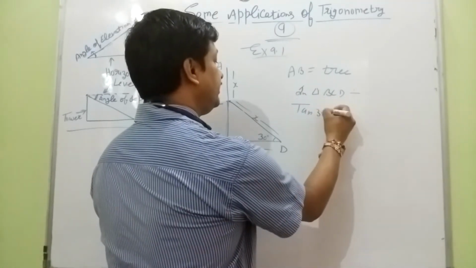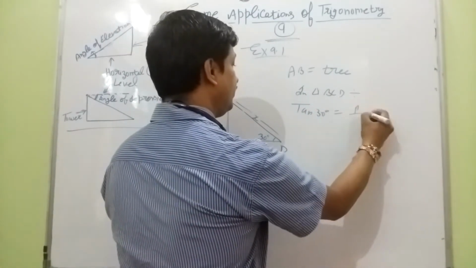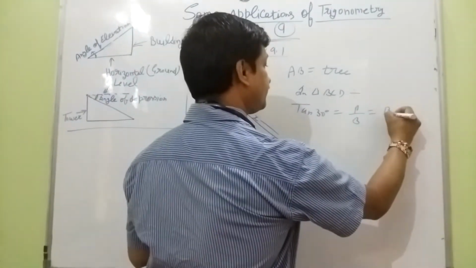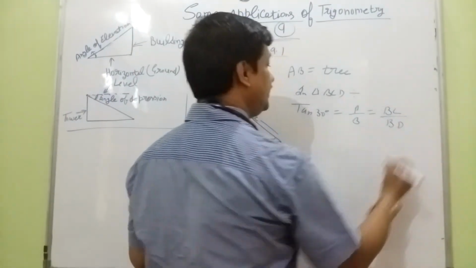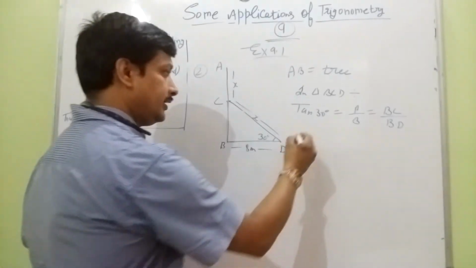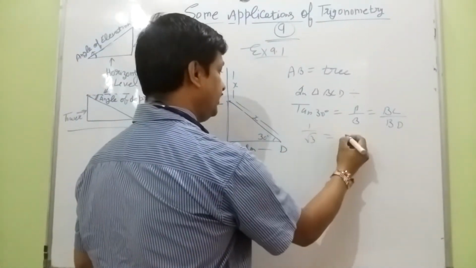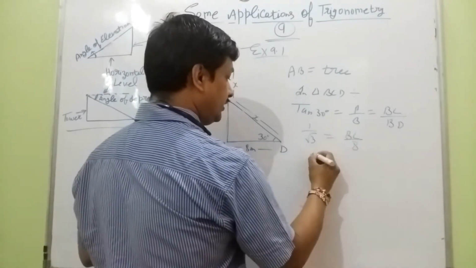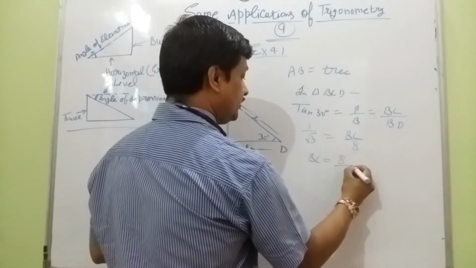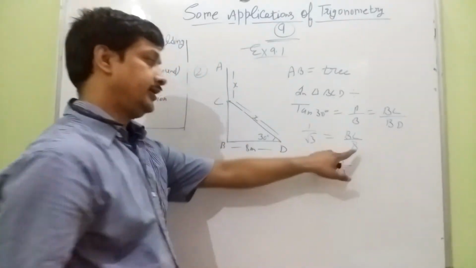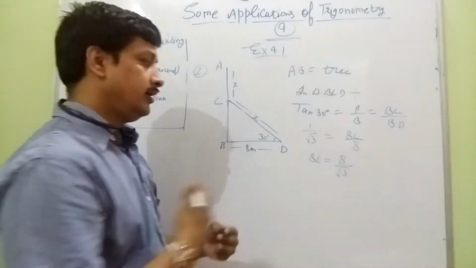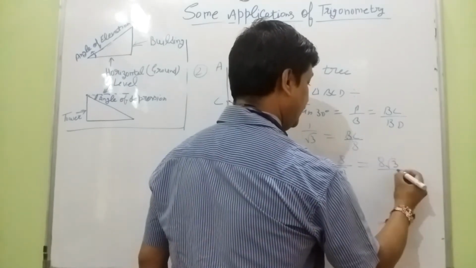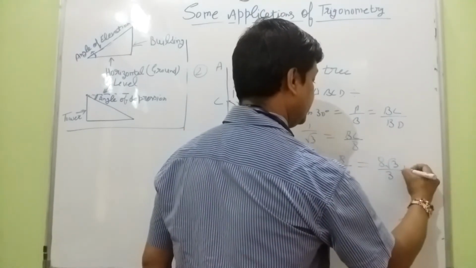Tan 30 degree. Tan 30 degree, you know, is perpendicular upon base. So what is perpendicular? BC. And what is base? BD. So you know tan 30 degree is 1 by root 3. BC you don't know, and BD is 8. Now cross multiply, you will get BC equal to 8 upon root 3, because 8 will be multiplied here. Now rationalize it, you will get 8 root 3 upon 3 meter.